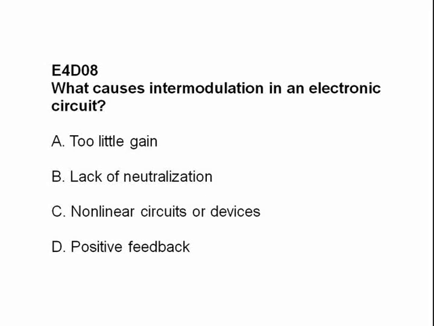What causes intermodulation in an electronic circuit? A. Too little gain. B. Lack of neutralization. C. Nonlinear circuits or devices. Or D. Positive feedback. The answer is C. Nonlinear circuits or devices.